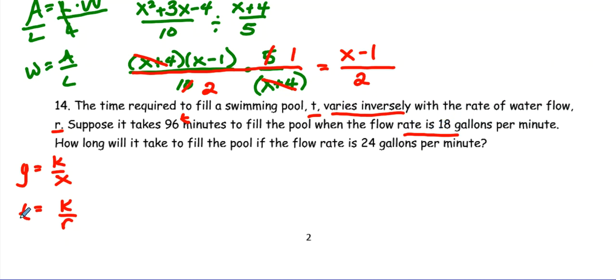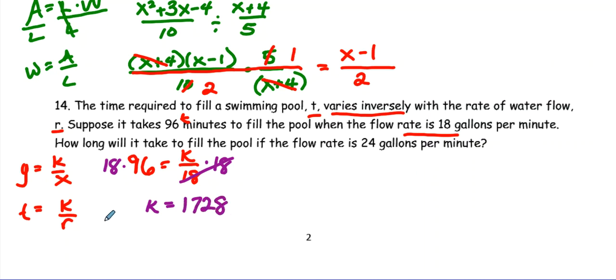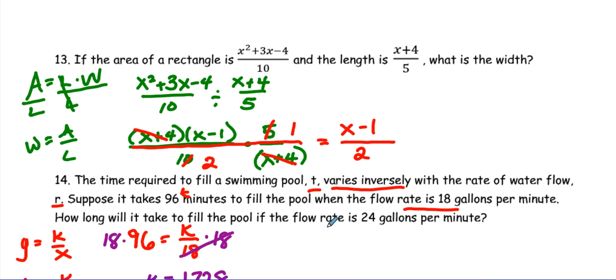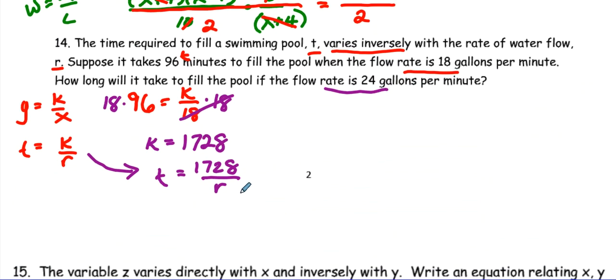So I need to use that information to find K now. So I'm going to plug in 96, substitute that for the T. And K over the rate is 18. And so to solve that for K, you're going to multiply both sides by 18. Okay, and 18 times 96. Okay, so then taking your formula here, now that we know K, we can say T is equal to 1,728 divided by R. So the next question is, how long will it take to fill the pool if the flow rate is 24 gallons per minute? So that's our new rate. And we're going to substitute that for the R here.